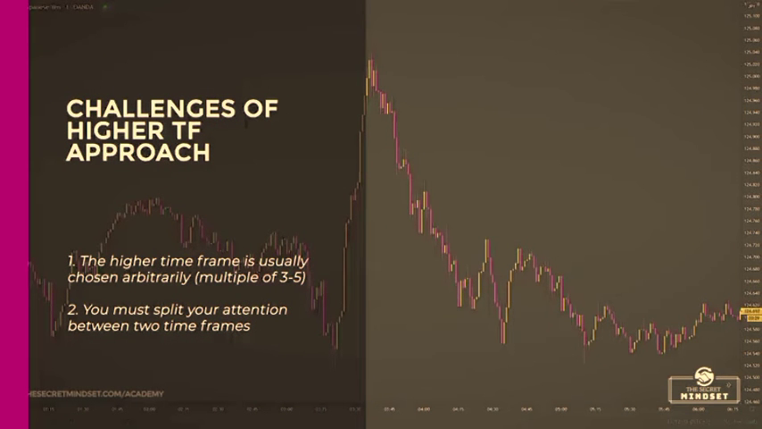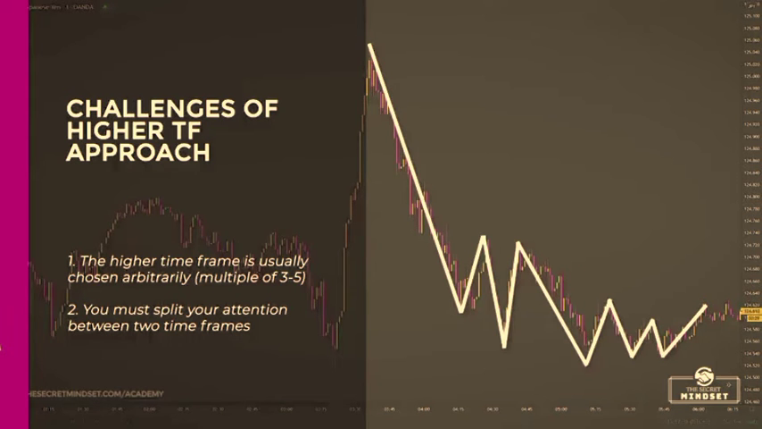There are two challenges with the higher time frame approach. First, the higher time frame is usually chosen arbitrarily. Common choices are multiples of 3 and 5.